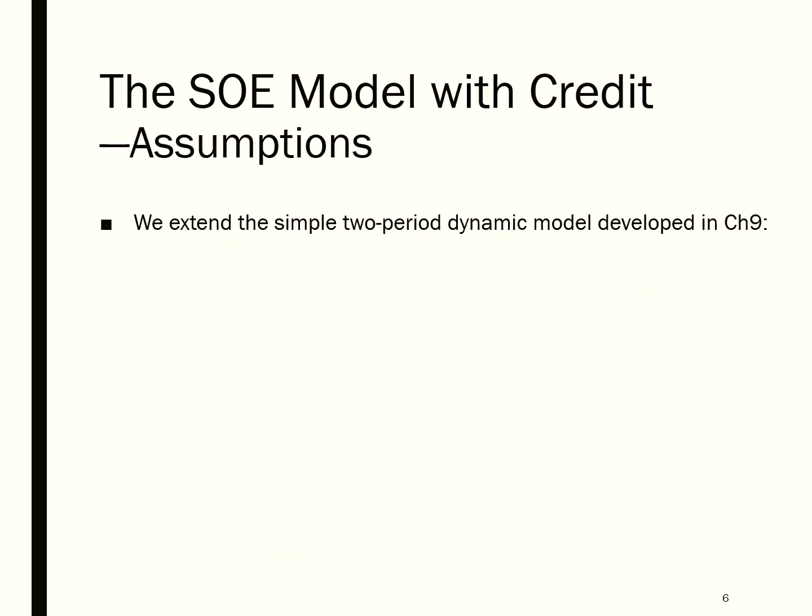The small open economy model with credit in this chapter is actually a very simple extension of the chapter 9 dynamic model with two periods. In fact, the analysis of this SOE model is even simpler than the dynamic model because of the extra assumption of SOE. Now let's summarize all the assumptions of this SOE model with credit.